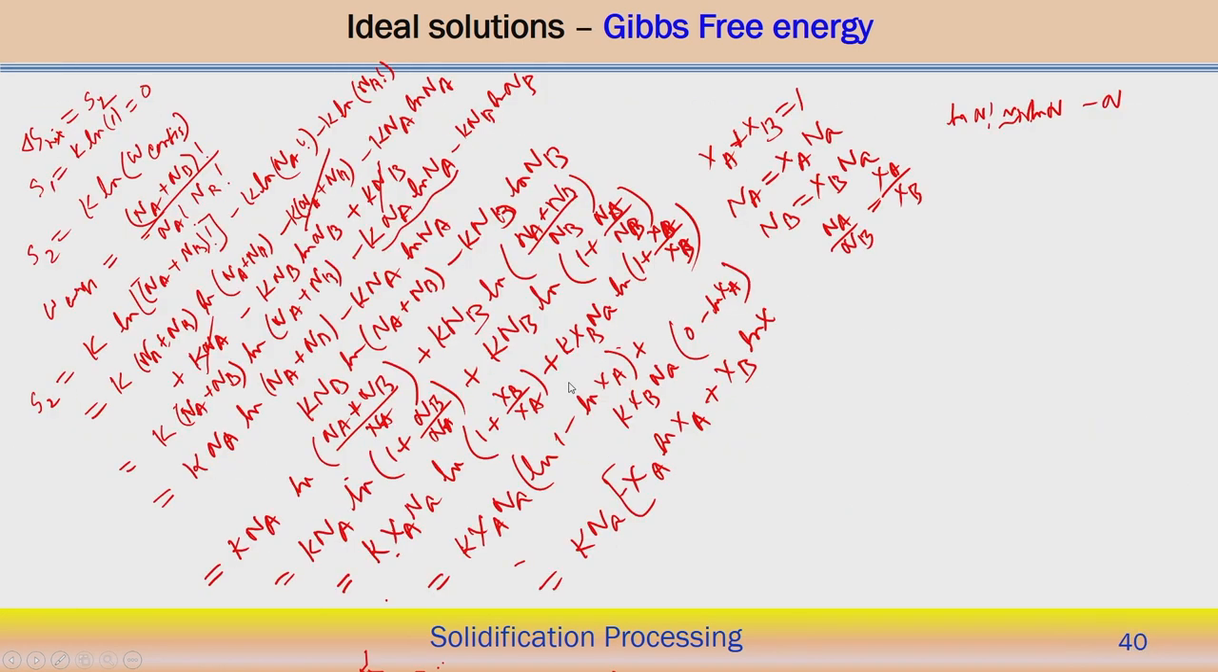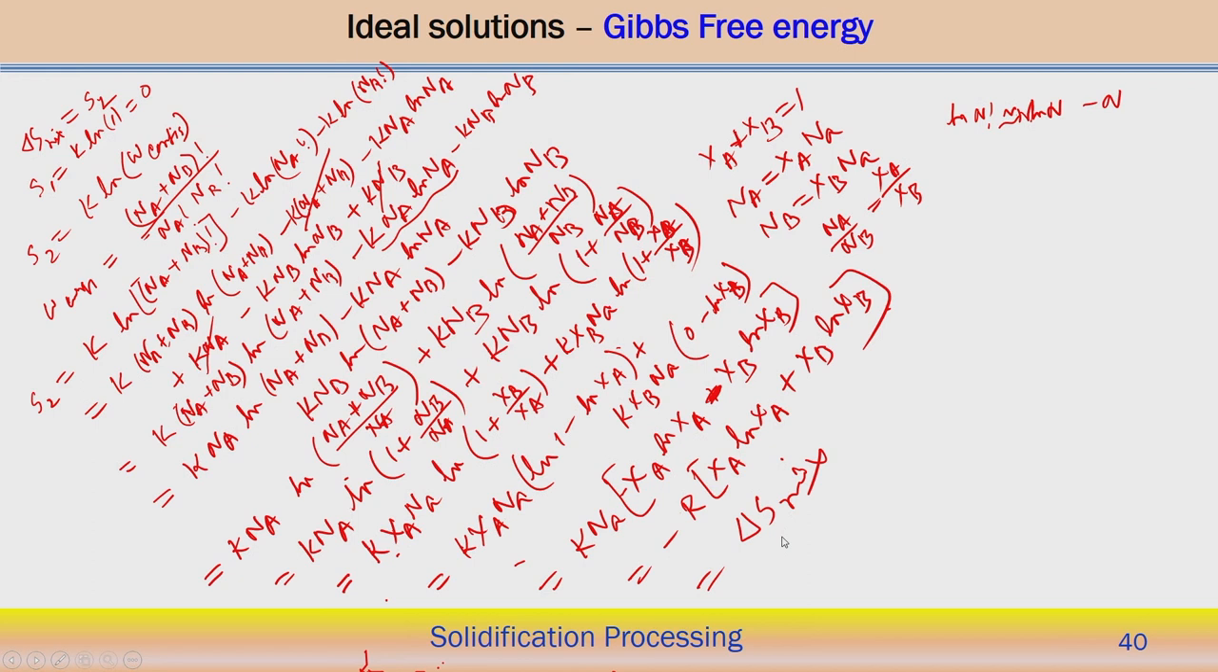Okay. So it must be x_B. So x_B, minus here it will be the minus sign. So minus k n_A is basically R (x_A ln x_A + x_B ln x_B). Okay. So these are the expressions. We can see that S_2 is basically equivalent to delta S mix.